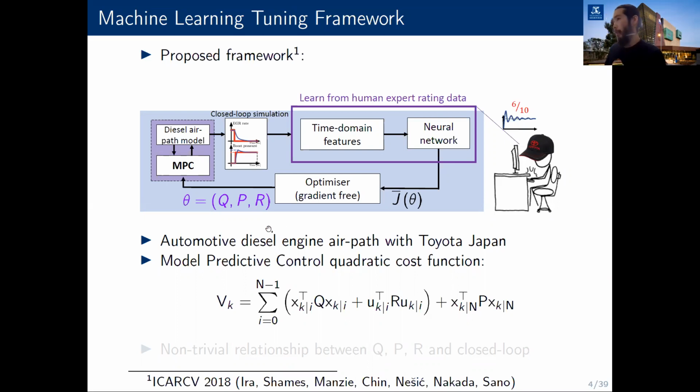This kind of automated tuning approach is very much suited for MPC, because if you think about the relationship between the elements of these Q, P, R matrices and the closed loop response, that is not a trivial relationship. So it would help if we can offload some of this effort to an automated approach, and it would save on what would otherwise be a very time-consuming and very non-intuitive manual tuning procedure.